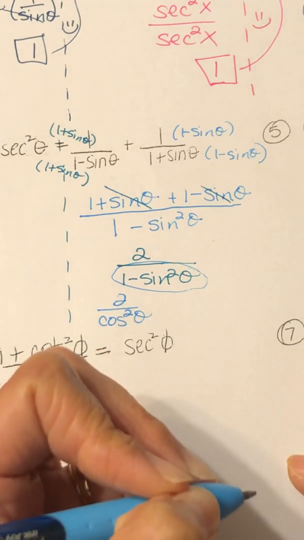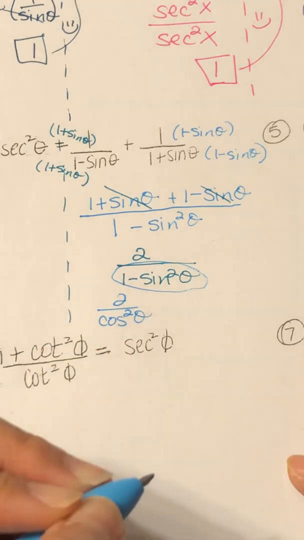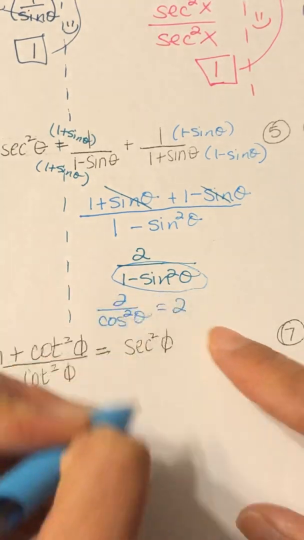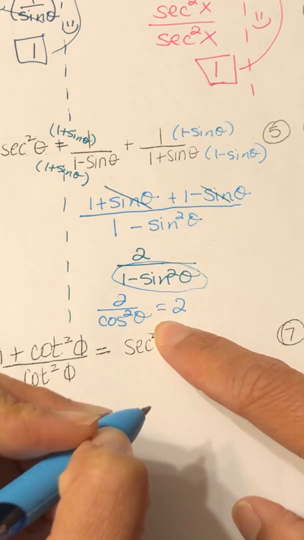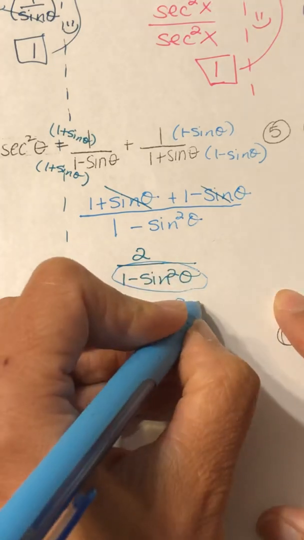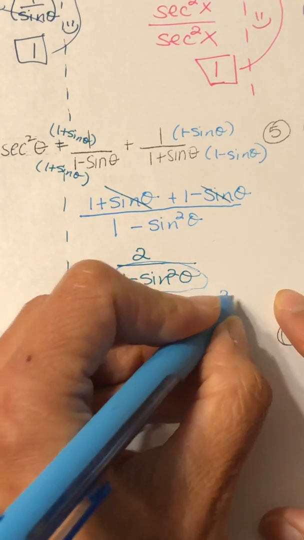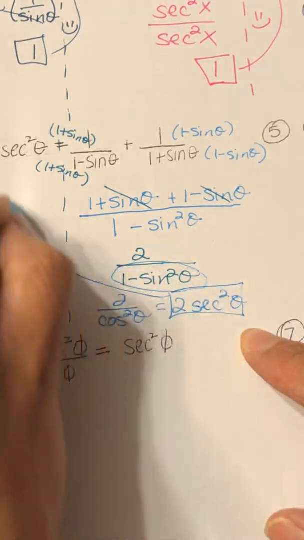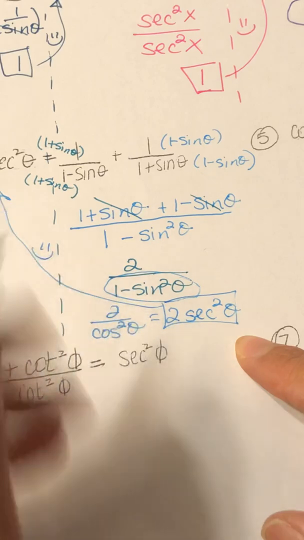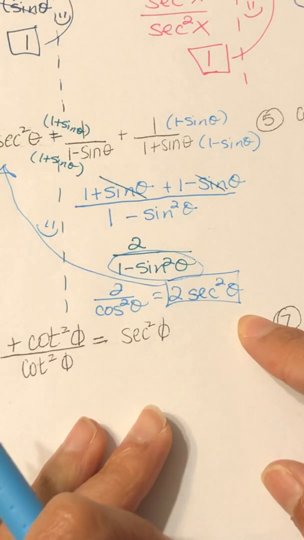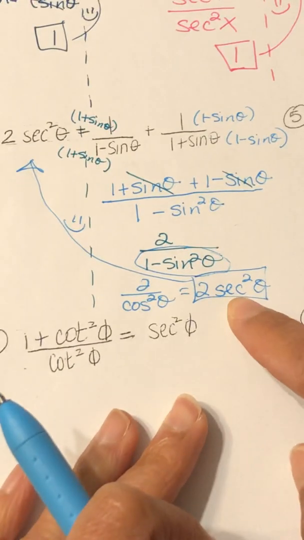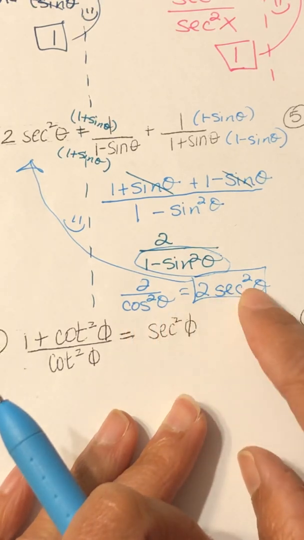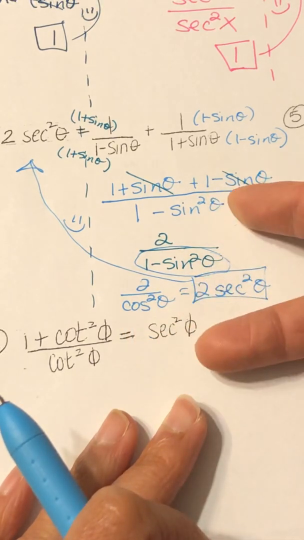Okay, and 2 over cosine squared theta, well, cosine squared I can replace with secant squared theta. So that works, and it matches. The secant squared theta is not in the denominator because cosine squared is in the denominator, and these are reciprocals of each other, so the other one will be in the numerator.